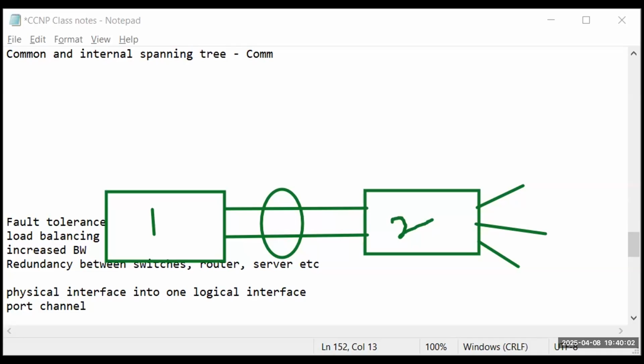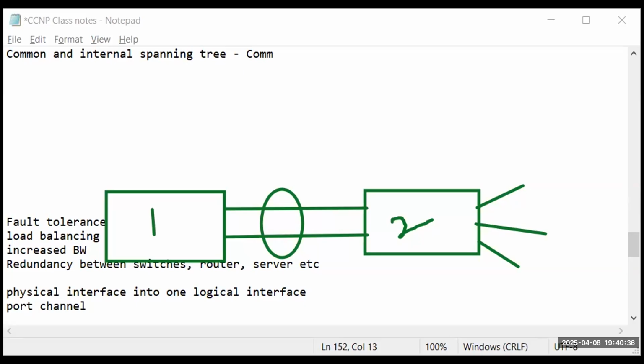So my doubt is, Ether channel can be configured between two switches and two servers with different IP addresses also. Yes, Ether channel can be configured between switches. So, between switches and servers, with different IP addresses, with the same IP network. Yes. Let's put it in a different way.